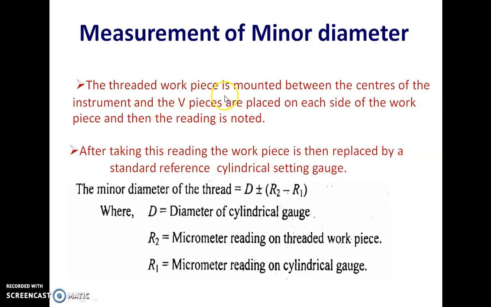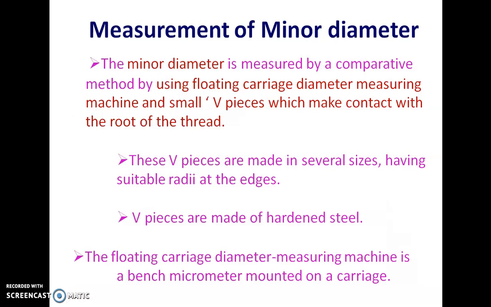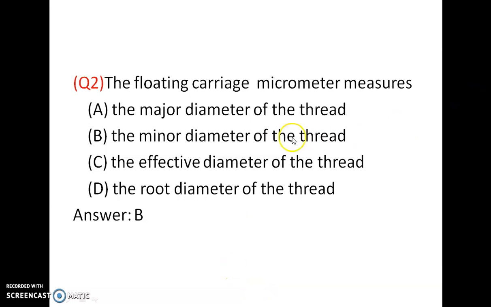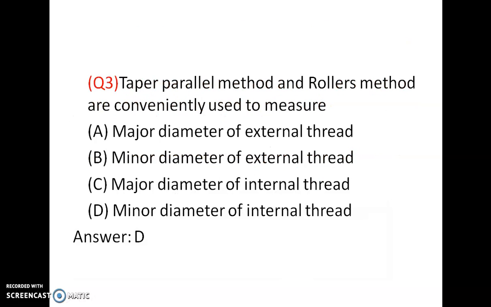So in the floating carriage micrometer, V pieces are used to find the minor diameter, and it measures the diameter at the root, not at the crest. Crest is the projected, upper portion, and root is the bottom portion. It measures the minor diameter of the thread. The procedure is similar to that of the previous bench micrometer, but it measures the minor diameter. So the floating carriage micrometer measures the minor diameter of the thread. Answer is B. Next question.